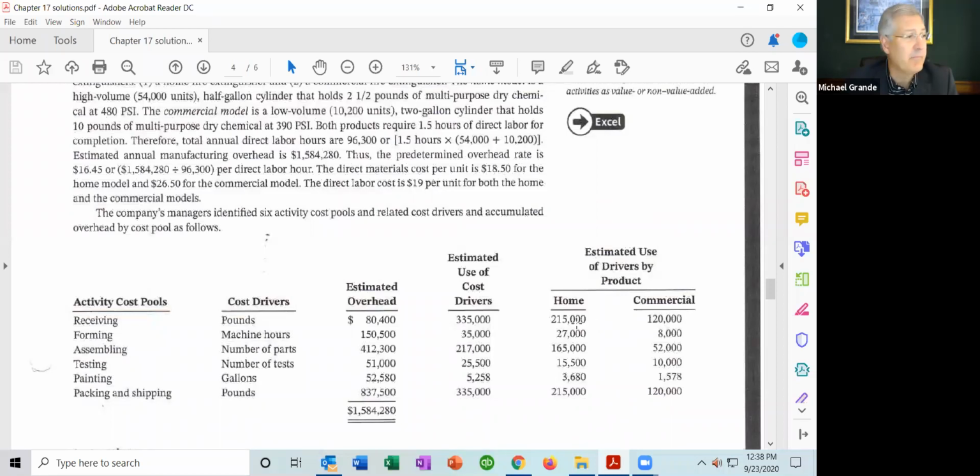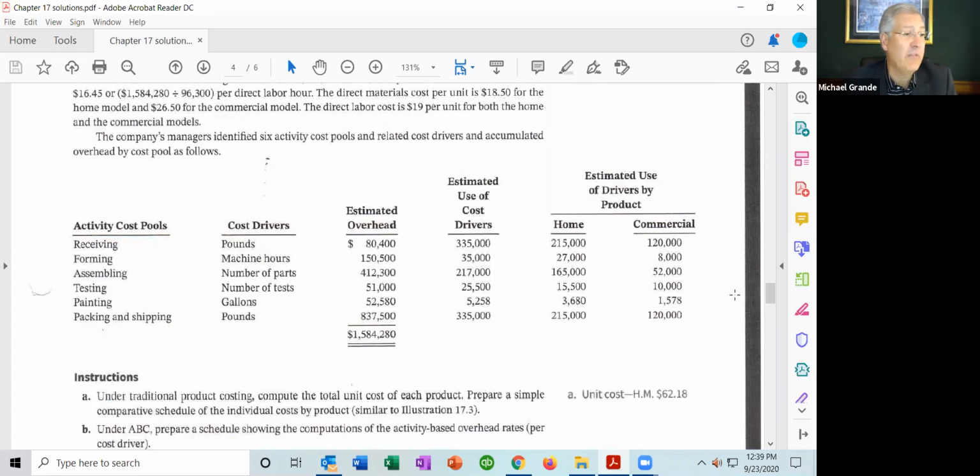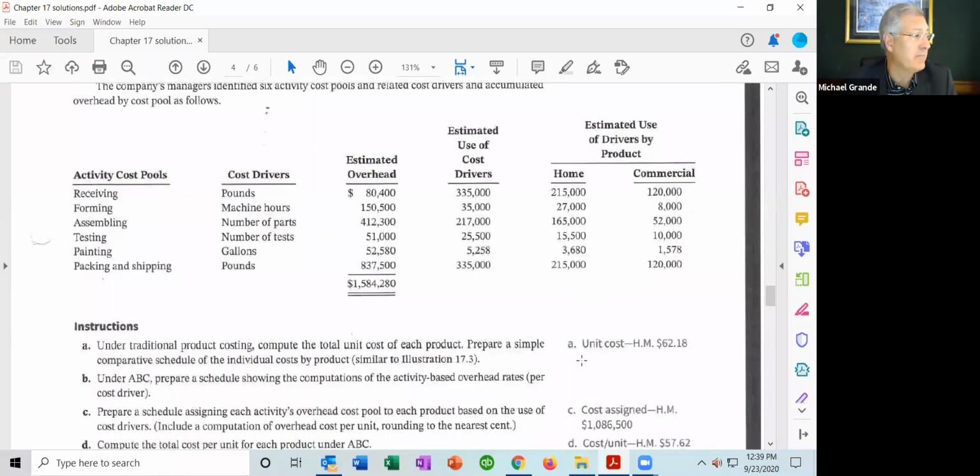For example, this receiving cost pool, the cost driver is pounds. They estimate a total of 335,000 pounds, broken down between the two products, 215 for home, 120 for commercial. Two of those add up to what? 335. And they do that with all the cost drivers. Again, all that information has to be provided to you.